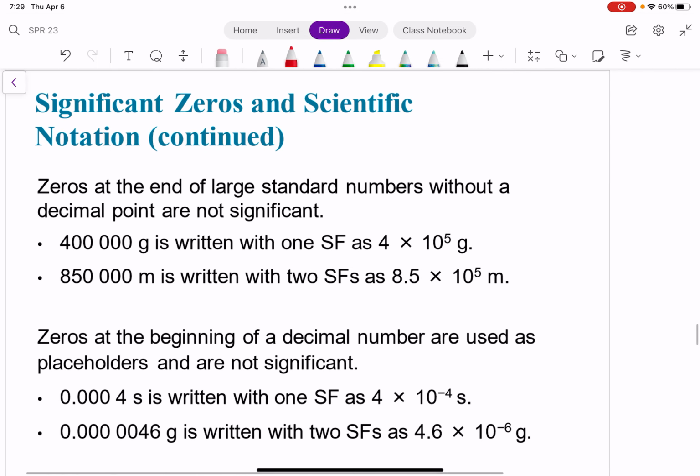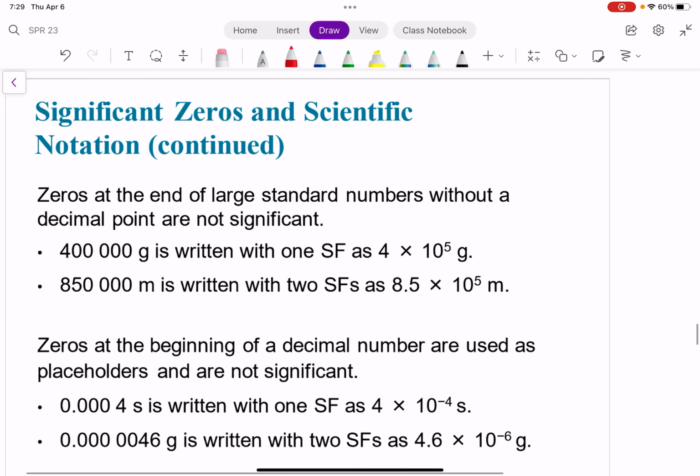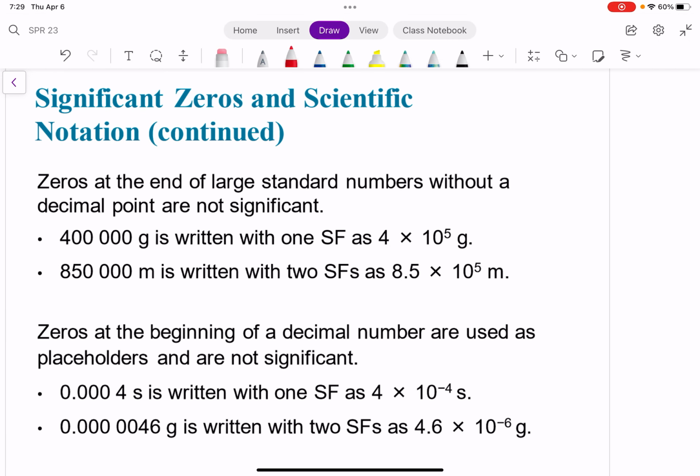Okay, significant zeros and scientific notation continued. So this is just kind of explaining what I talked about up here, but we're going to do it in more depth. So zeros at the end of large standard numbers without a decimal point are not significant. So for instance, these zeros here, because there's no decimal point anywhere in that number, those zeros are not significant. So how many significant figures does this actually have? Well, the only sig fig in here would be this 4 because it's a non-zero digit. So we'd only have one sig fig.